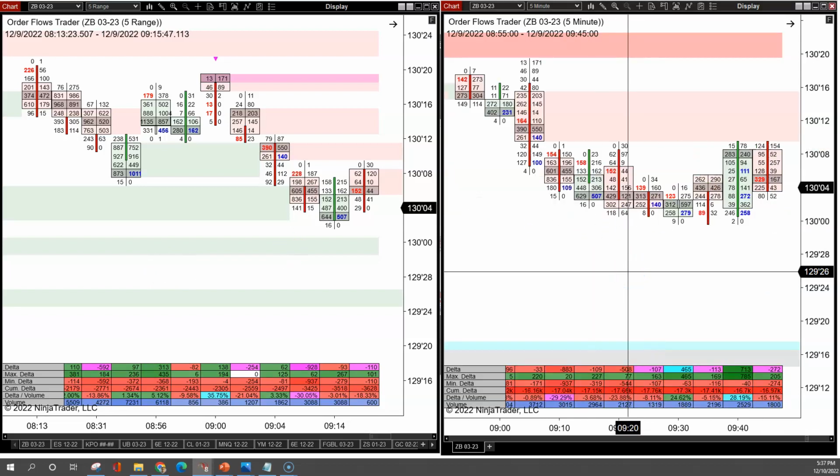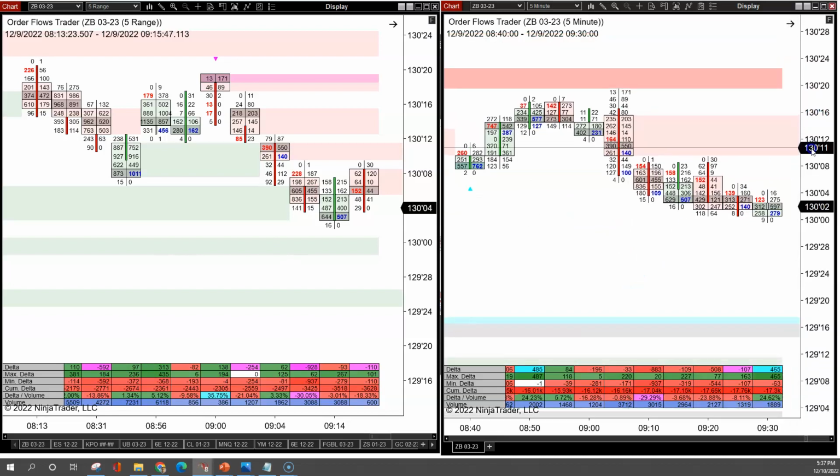Okay, so let's just go back to this 9 o'clock time. This is the bar here on the 5 range. This is that same bar at 9 o'clock on the 5-minute chart. Now, what I see here, this is the value area, this red area of the bar, because it's a red bar, so it prints it red. The green bars, it prints green. And what I'm seeing, while this is a bearish value area, it's taking place in that 1 bar.